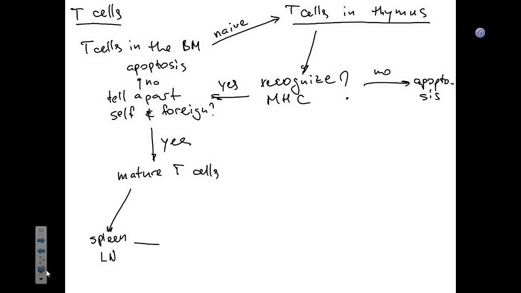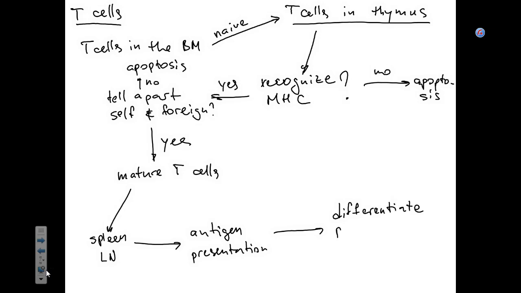And then the next step is not just exposure, but so-called antigen presentation. And when antigen is presented to T cells, they differentiate, proliferate, and go into blood. Now, what is antigen presentation? This is where MHC molecules come in.